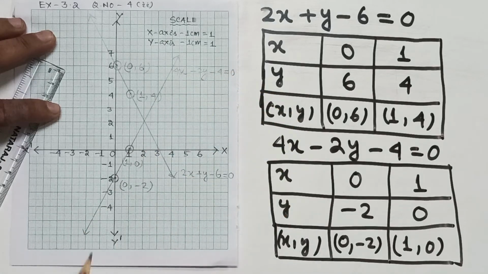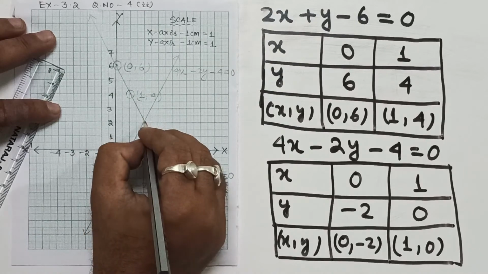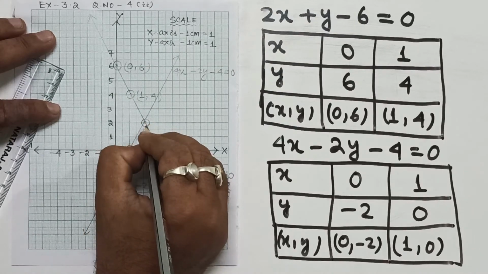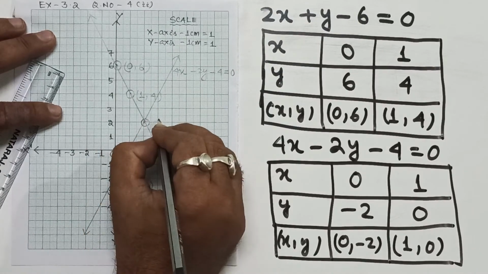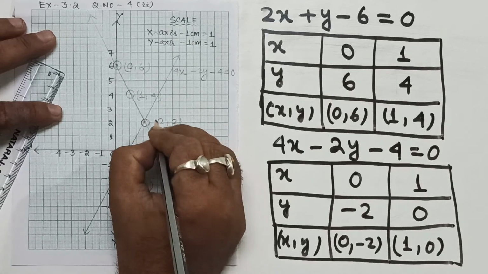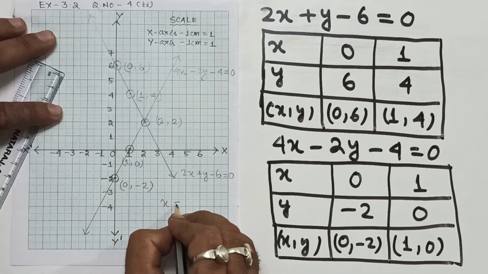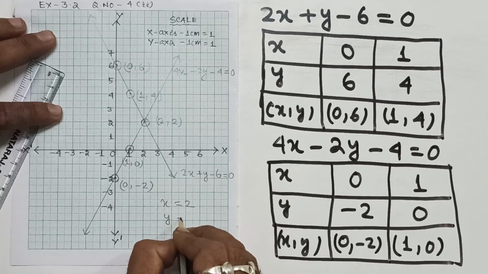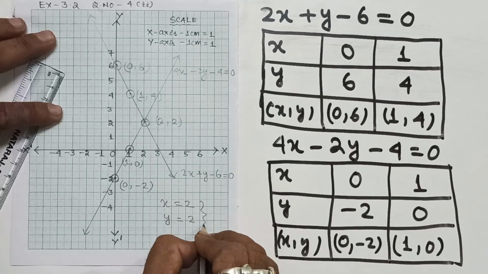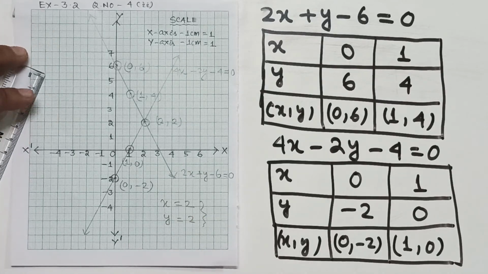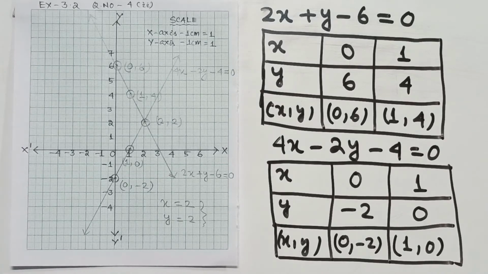So what is the point of intersection? This is the point of intersection. This point is equal to 2, 2. So x is equal to 2, y is equal to 2 is the solution.